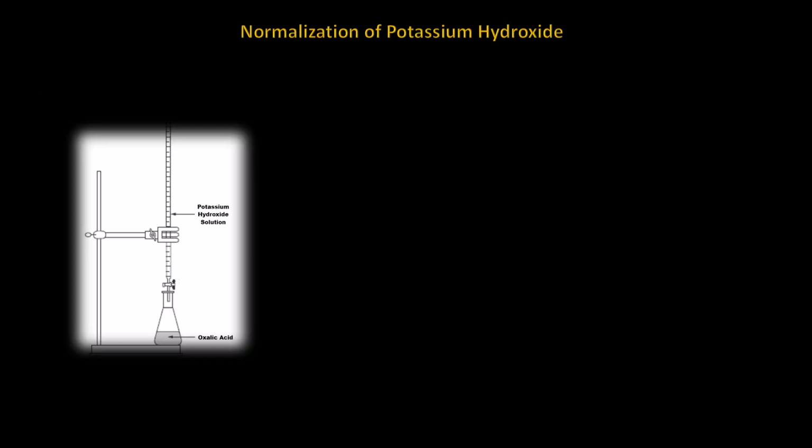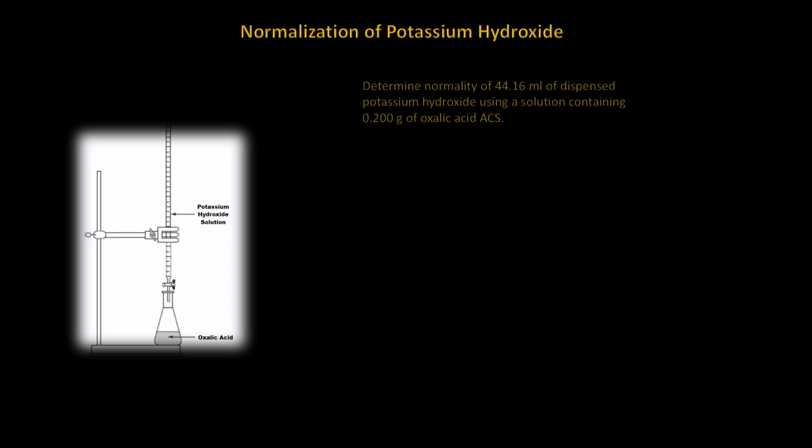A solution can be standardized by a method that is somewhat reversed. For example, adding a volume of primary standard solution of oxalic acid to an Erlenmeyer flask, along with an indicator, and adding a solution of potassium hydroxide of unknown concentration to a burette, the concentration of the potassium hydroxide can be determined. A primary standard solution containing 0.200 grams of oxalic acid is placed into the flask.